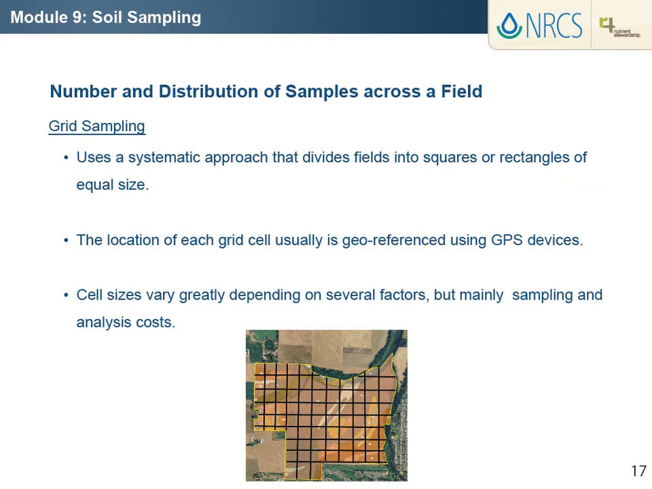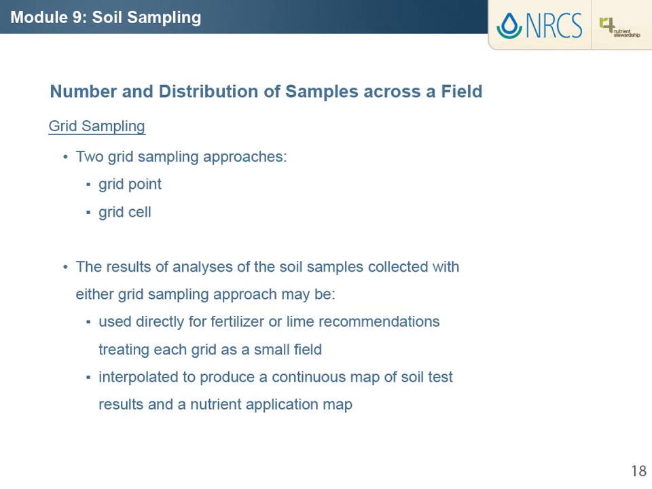In the mid-1990s, cell sizes were 4 to 10 acres, but recently a 2.5 acre size is the most commonly used. Several studies have suggested that for grid sampling to be effective, the cell size should be smaller than approximately 5 acres. Soil samples are collected from within each of these grid cells following grid point or grid cell approaches.